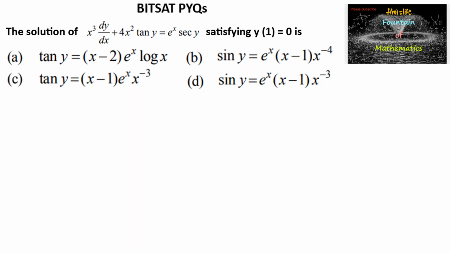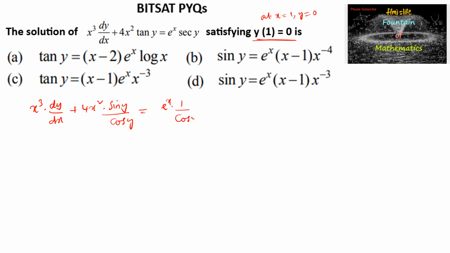So we need to find the solution of the differential equation x power 3 dy by dx plus 4x square tan y is equal to e power x into secant y, satisfying that y at 1 is equal to 0. That is, at x is equal to 1, y is equal to 0. So let us take the differential equation x power 3 dy by dx plus 4x square tan y, we can write sin y upon cos y, is equal to e power x into secant y, we can write 1 upon cos y.